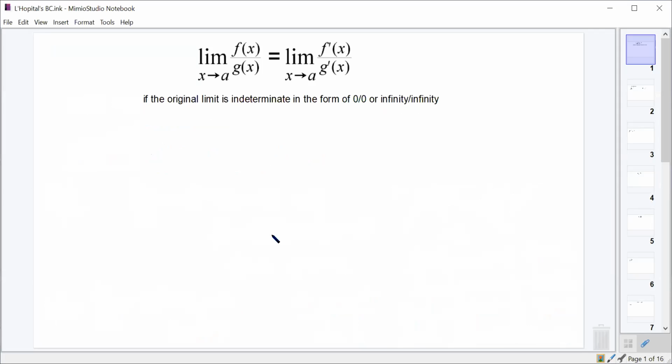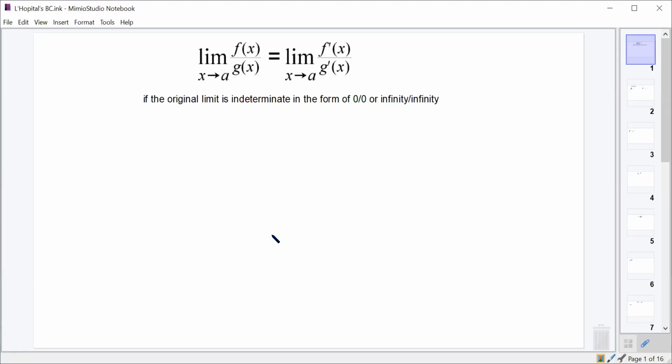So we know that if we have a limit that is 0 over 0 or infinity over infinity, we can use L'Hopital's rule to evaluate it. L'Hopital's rule says take the derivative of the numerator, take the derivative of the denominator, and reevaluate that new limit. We can do that as many times as we need to get to a limit that doesn't come out to be indeterminate. So if you keep doing this and it keeps coming out indeterminate, you can just keep going through and doing it until it's no longer indeterminate.